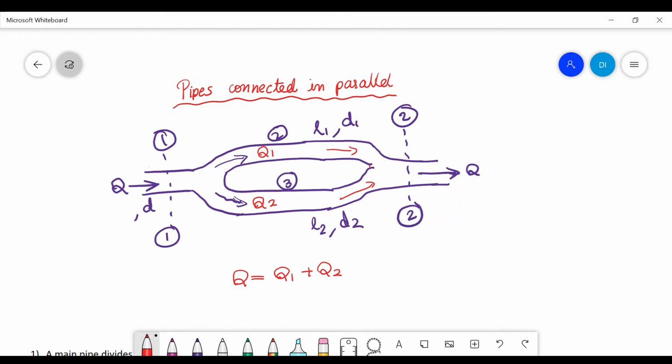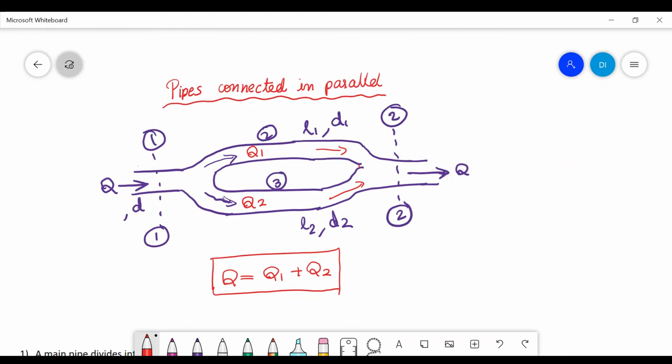So in parallel pipes, the discharge of the entire section will be the summation of the discharges of each branch pipe. This is the first point you should remember when we talk about pipes in parallel. And about the head loss, we know head loss due to friction is the major head loss occurring in pipes. So the frictional head loss HF will be the same in all these pipes. Say HF is the head loss due to friction in the main pipe, HF1 is the head loss due to friction in pipe 2, and HF2 is the head loss due to friction in pipe 3, then HF is equal to HF1 is equal to HF2.